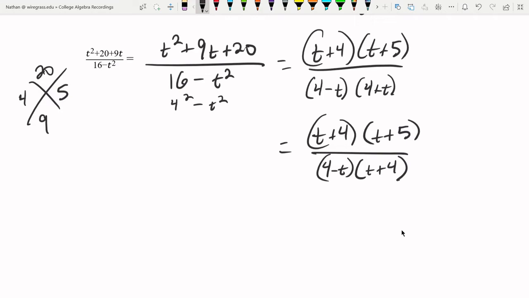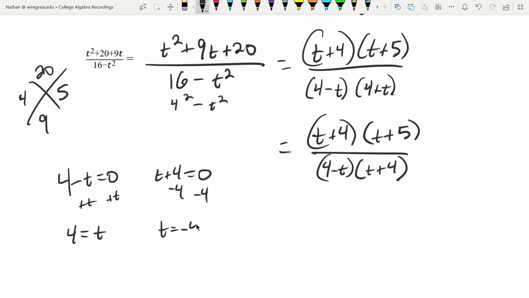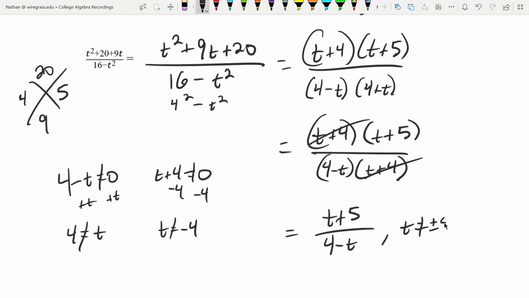But before we cancel that, we must ask the question, when is the bottom equal to zero? That happens when 4 minus t equals zero, which happens at t equal to 4, and when t plus 4 equals zero, which is t equal to negative 4. In other words, t cannot equal 4 and t cannot equal negative 4, because we cannot have a division by zero. So now, we can cancel out the common factors and we get t plus 5 over 4 minus t, where t does not equal plus or minus 4. That is going to be our simplified expression.